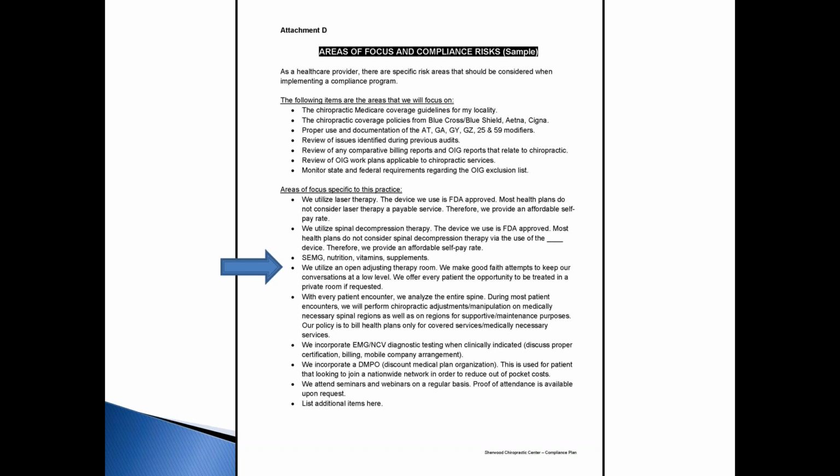So I put together a sample policy here. You might like it. You may want to add it to your policy and procedure manual. It says, with every patient encounter, we analyze the entire spine. During most patient encounters, we will perform chiropractic adjustments on medically necessary spinal regions, as well as on regions for supportive maintenance purposes. Our policy is to bill health plans only for covered services.